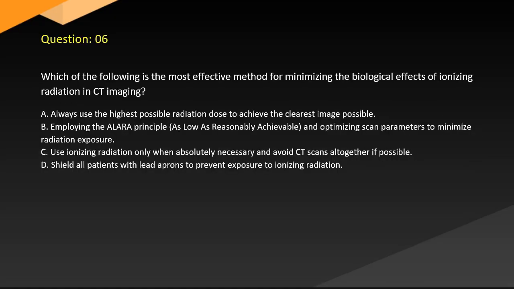Question 6. Which of the following is the most effective method for minimizing the biological effects of ionizing radiation in CT imaging? A. Always use the highest possible radiation dose to achieve the clearest image possible. B. Employing the ALARA principle, as low as reasonably achievable, and optimizing scan parameters to minimize radiation exposure.